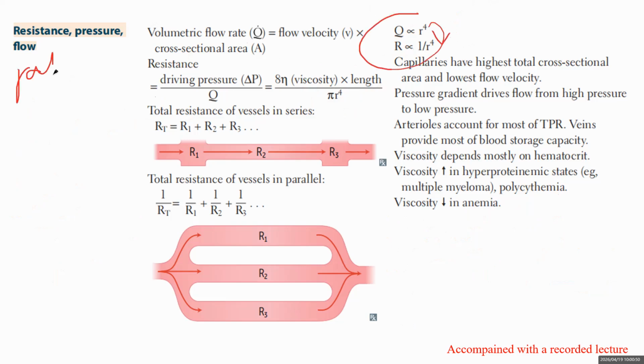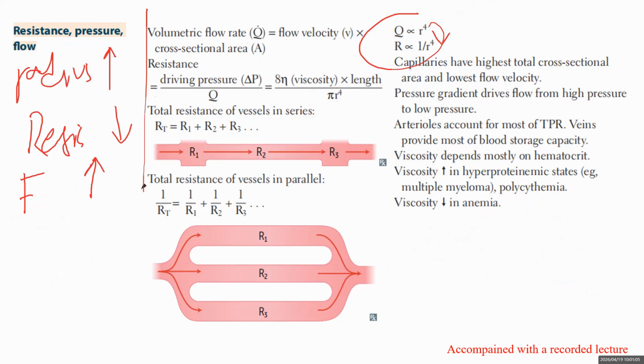If the radius increases, the resistance falls greatly, and the flow increases. This is the first scenario that you have to keep in mind. If the radius increases, the resistance drops and the flow gets better. If the radius decreases, what happens to the resistance? The resistance is also going to rise, right?